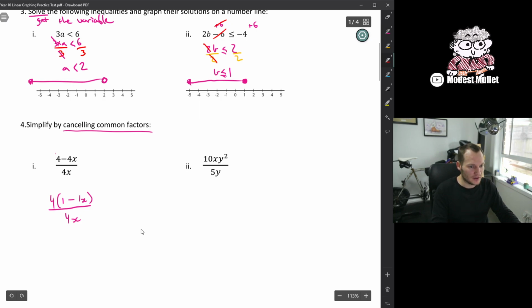Now, since we've taken the 4 out as a common factor, I can now cancel those 4s, and what am I left with? I am left with 1 minus 1x on top of x. Now this 1x here, we can also just write it as 1 minus x. Either of those will be accepted as fine.